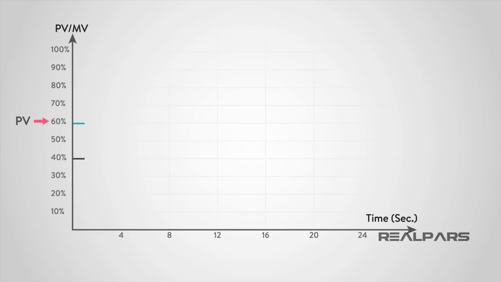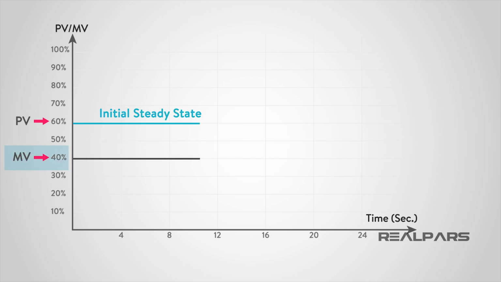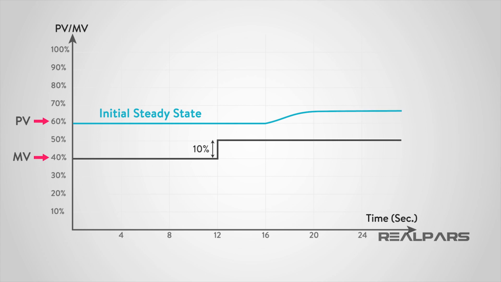In this experiment, I have a steady state flow that has a value of 60% on the process value scale. The valve position is currently 40% output. I now increase the valve position to 50% and record the process reaction with a trend on the control system or with a data historian. After a minute, the process reaches a new steady state value.